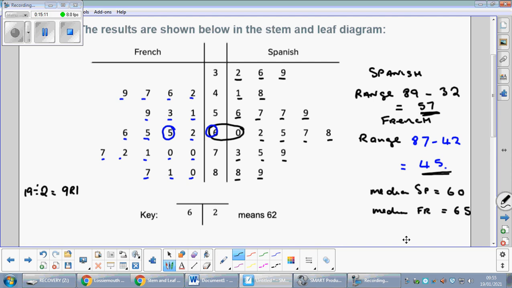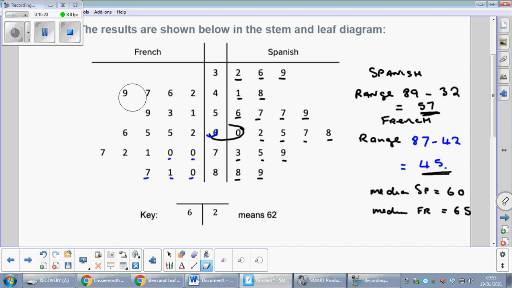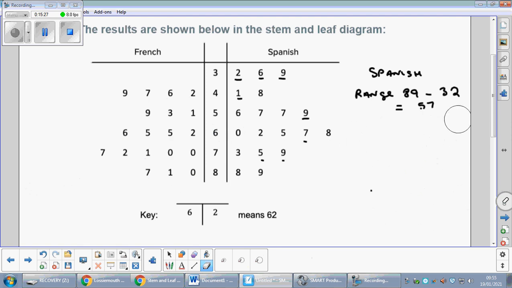And it looks to me overall, though we haven't taken the mean yet, as though they have performed better in French and more consistently than they have in Spanish, we could say from that. Okay? Right, this is quite a long video for you to watch, but I want to make sure you understand it. Right, let me just take us down to the next one.